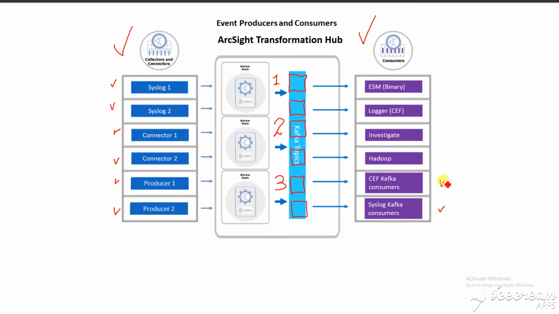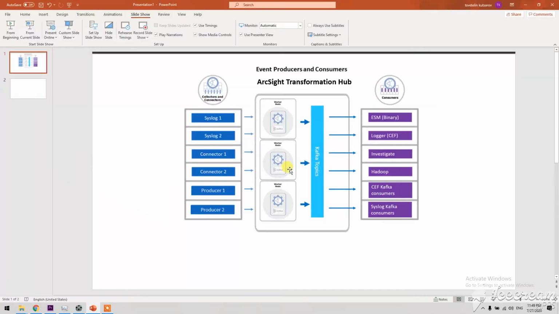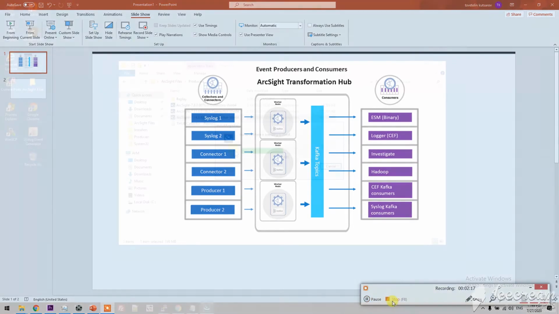Now you can check in the documentation, prerequisites, and stuff related to workers and masters and how actually the Transformation Hub is deployed from scratch. We're not going to go through this. In this example that I'm going to show you now, we'll go through steps on how to deploy the Transformation Hub and integrate it with Logger.